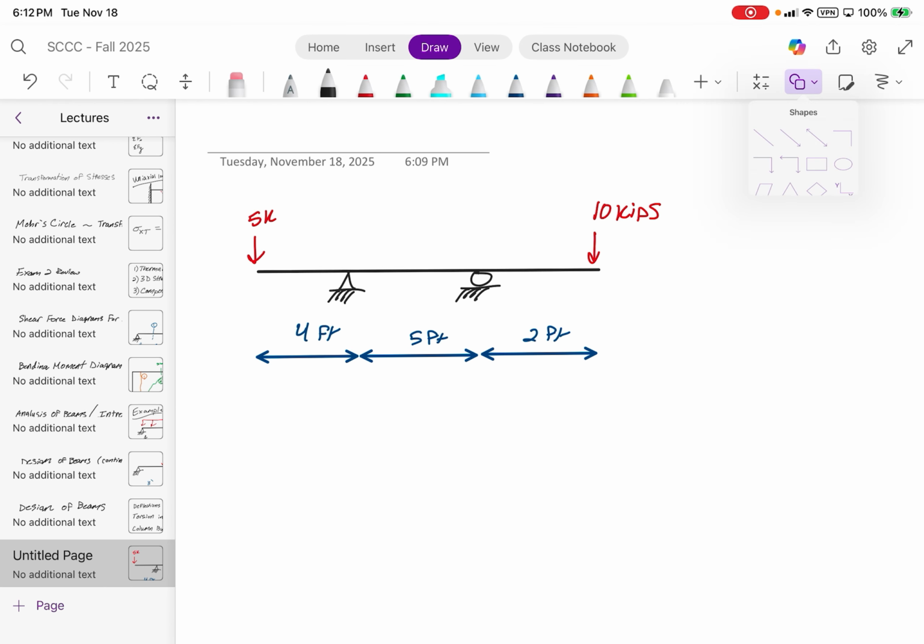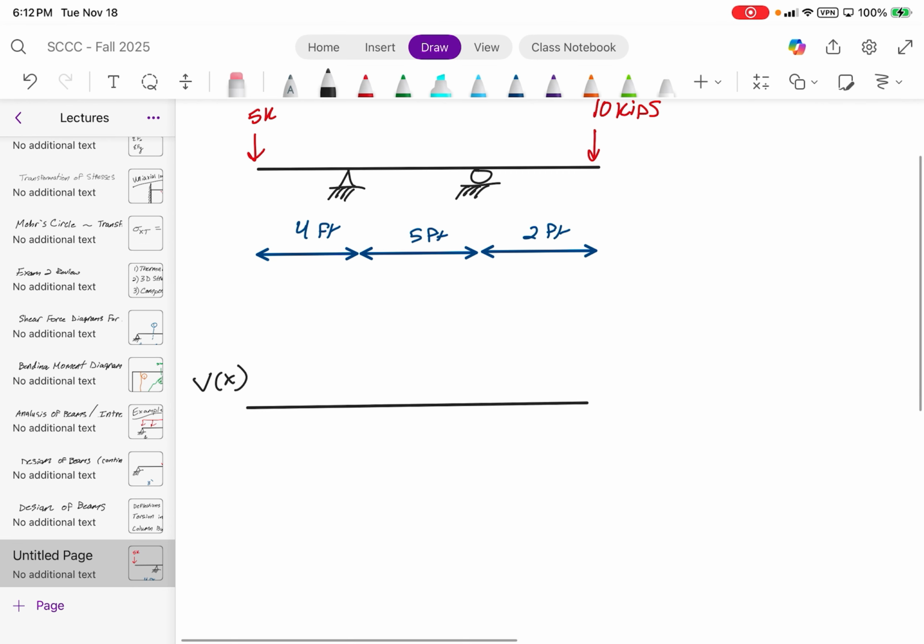I'm going to give you guys 10 minutes to draw V of x and M of x. That's how long I think this problem should take you guys, because it would take me about 2 minutes. Just kidding, I already did it in my head.